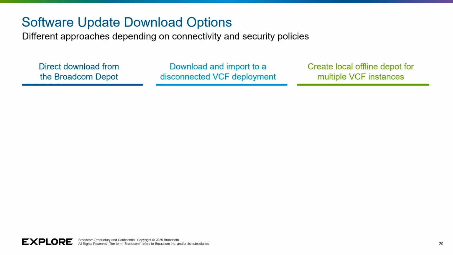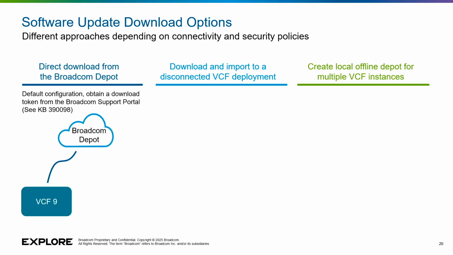In terms of download, as mentioned, we now have more built-in support for different types of connectivity, where, of course, if the VCF 9 instance is online, you can connect directly to the Broadcom depot after obtaining a download token from our support portal. So this is for our licensing and management side.